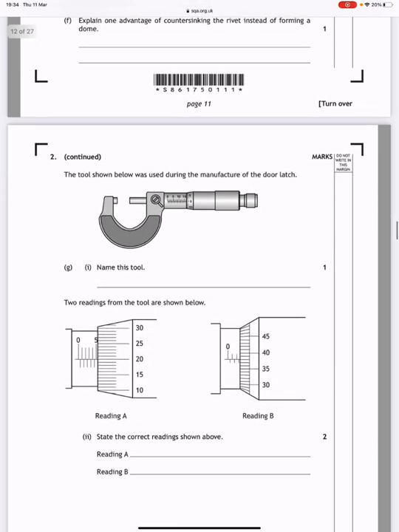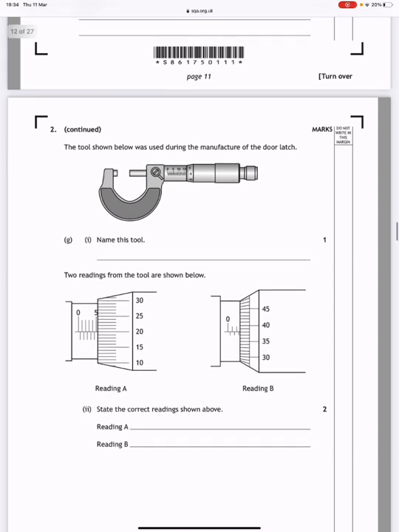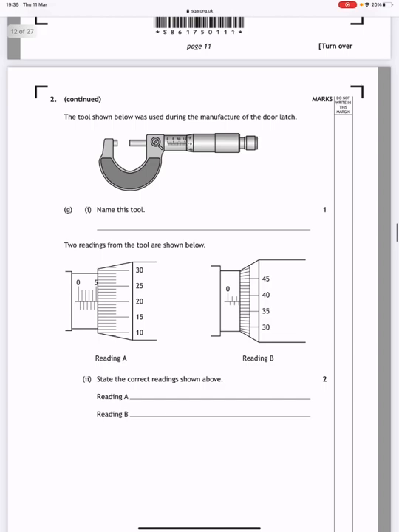The tool shown below was used during the manufacture of the door latch. Name this tool. Well, this is a digital micrometer. Two readings from the tool are shown below. State the correct readings shown above.